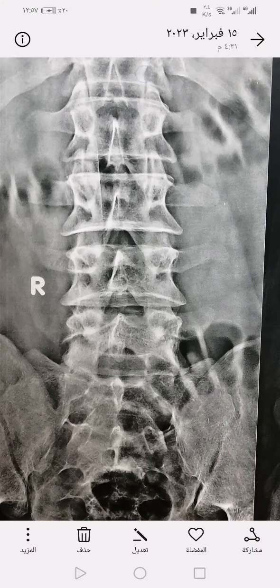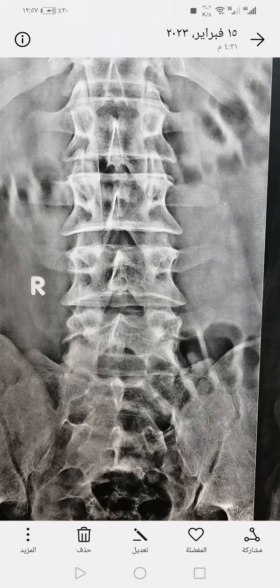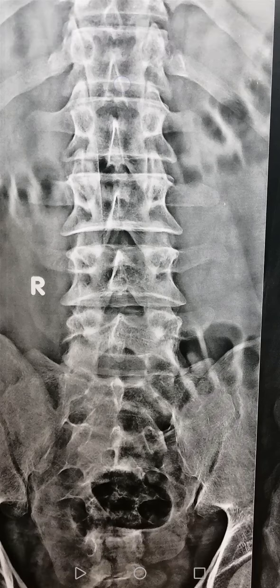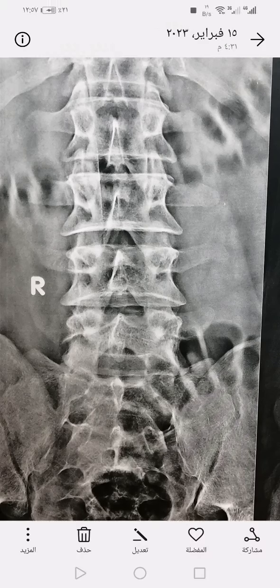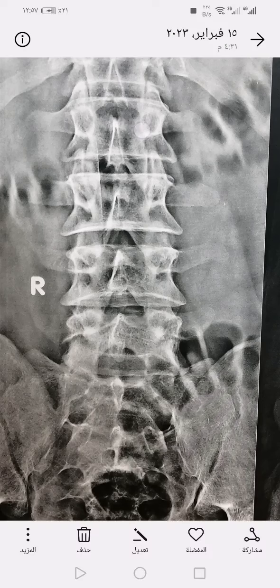This is T12 and this is L1. How do we know this? This vertebra, I put my finger here, has a rib emerging from it, so this is T12 for sure. This has no rib, so this is L1. Count with me: L1, L2, L3, L4.